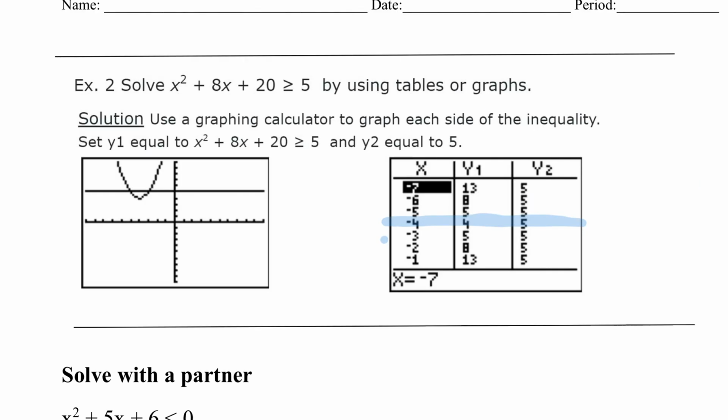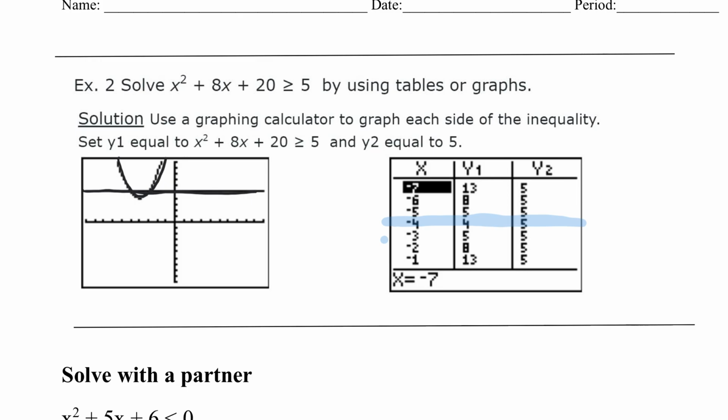What you want to do is you want to graph this inequality, x squared plus 8x plus 20. You want to graph that first, and then you want to graph y equals 5. And you notice you have the inequality, you have the quadratic, and then you have the equation y equals 5. So it says x squared plus 8x plus 20 greater than or equal to 5. In other words, we want the y value to be greater than 5.